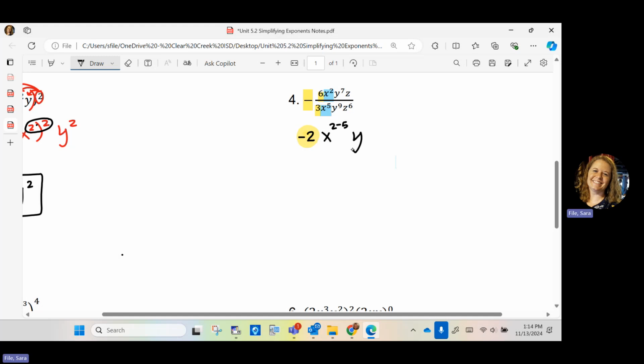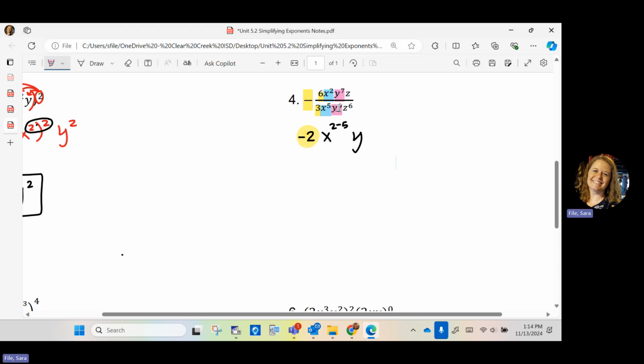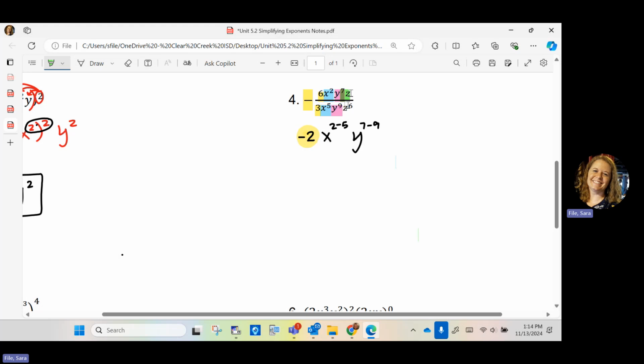Okay, for the y's, I've got y to the 7th over y to the 9th. So that would become y to the 7 minus 9. And then for the z's, that's just a z. So if there is no exponent, what's the exponent understood to be? A 1. So if you need to write a 1 there, that would be z to the 1 minus 6. So now I'm going to simplify those.